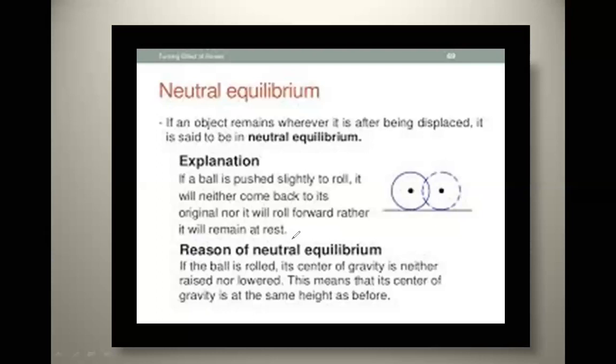तो इसको आप बोलते हैं न्यूट्रल इक्विलिब्रियम। The reason of neutral equilibrium: if the ball is rolled, its center of gravity is neither raised nor lowered. इसकी center of gravity ना raised होती है ना lower होती है. This means that its center of gravity is at the same height as before. तो height तो same है क्योंकि वो floor के ऊपर पड़ी हुई है, तो जिस वजह से वो अपनी position को change करती है, इसको बोलते हैं आप neutral equilibrium.